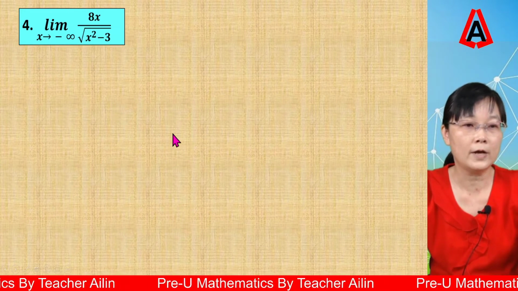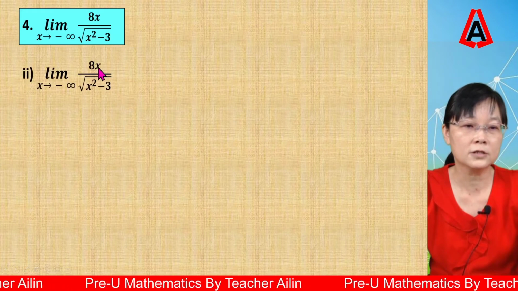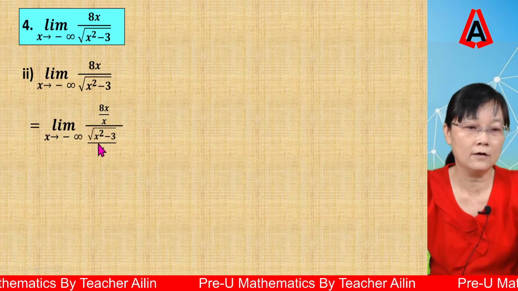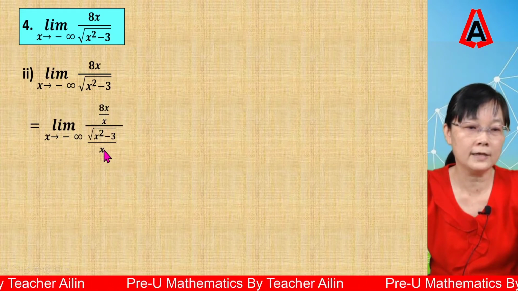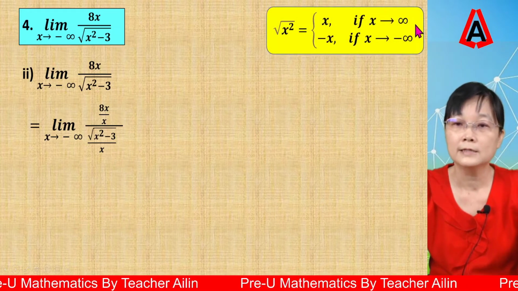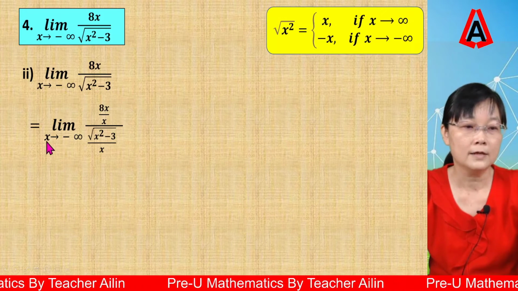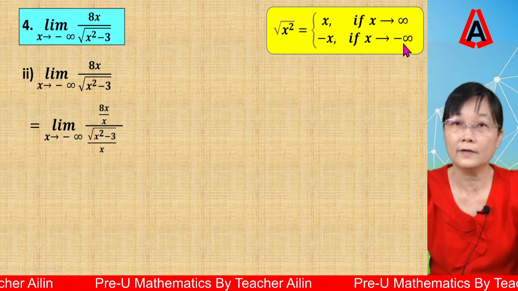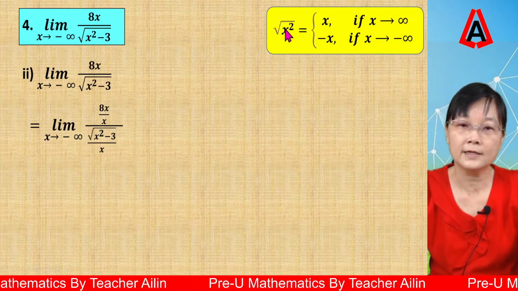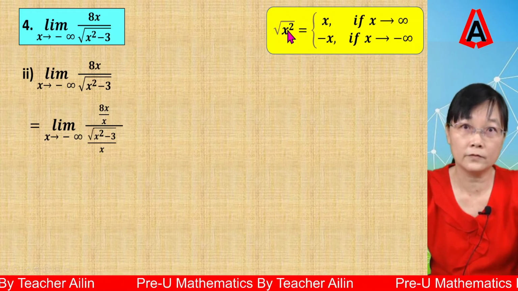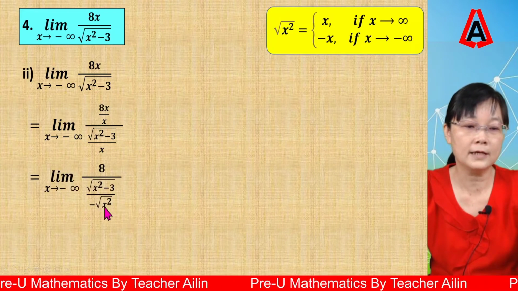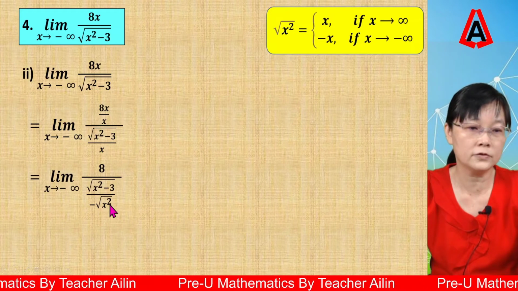And same thing, when I divide each term of this function by x, the x and x cancel off. For this value of x, if I want to change to the square root of x power 2, same thing, this limit x approaches negative infinity means x is equal to the negative square root of x power 2. So I must change x to the negative square root of x power 2.